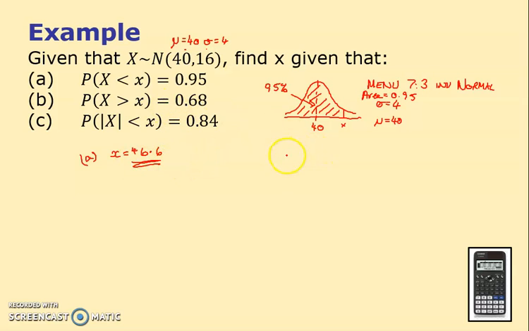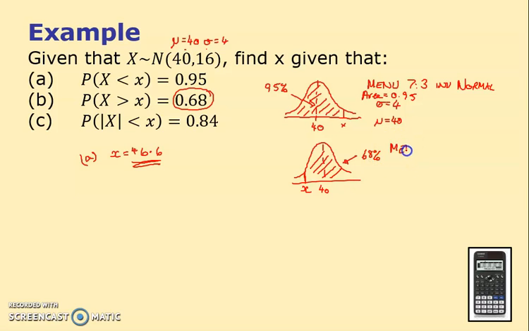Do the same thing for the second one. Draw a little picture. Still got 40 down the middle. And it says probability x is bigger than some number is 0.68. Now notice this is more than half. That's important because if I was to draw it over here, and it's because they're bigger than, it would be, it's got to be a small amount. So I think this value that I'm trying to find, my x, has got to be to the left because this represents more than half. This is 68%.